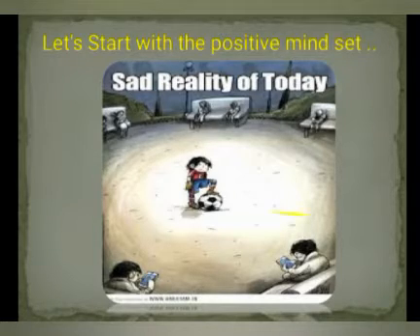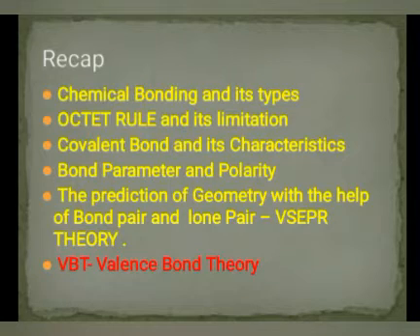Okay, so let's start the recapitulation of this chapter. The chapter name is chemical bonding, and we are doing the different types of chemical bonding. Octet rule we did, its limitations, then covalent bond and its characteristics, bond parameters and polarity we did, prediction of geometry with the help of bond pair and lone pair we did, valence shell electron pair repulsion theory, which is called VSEPR. Today we will do valence bond theory.